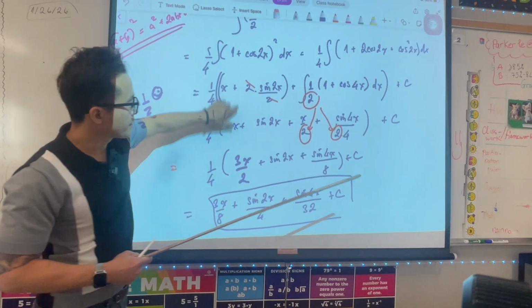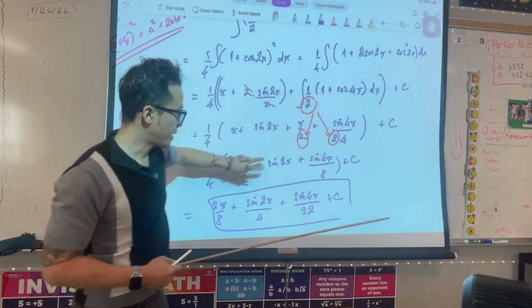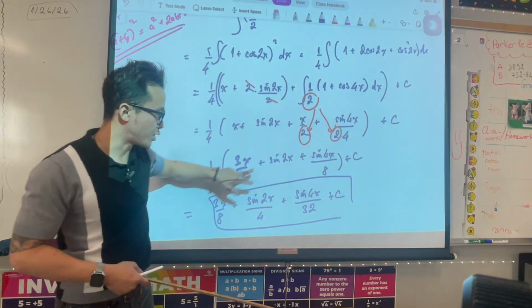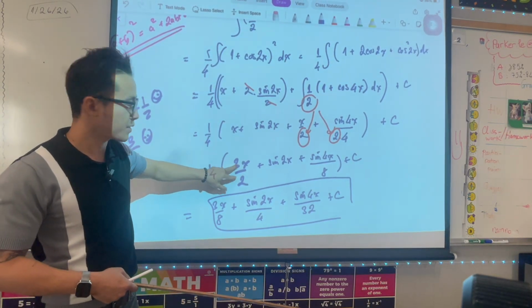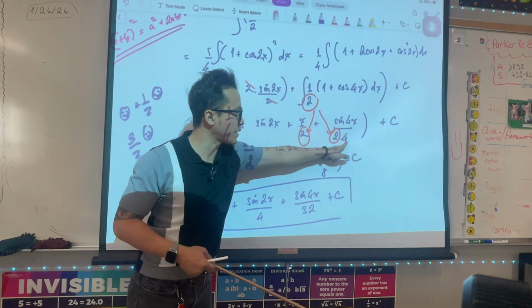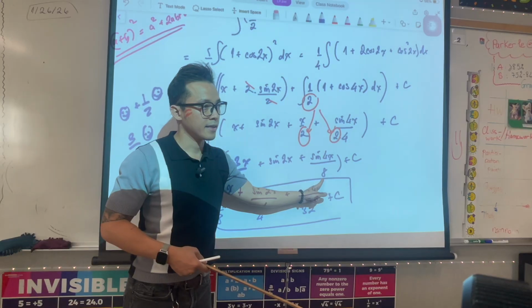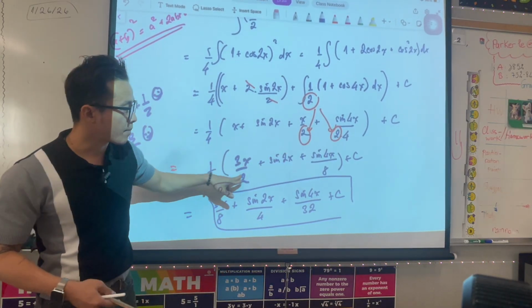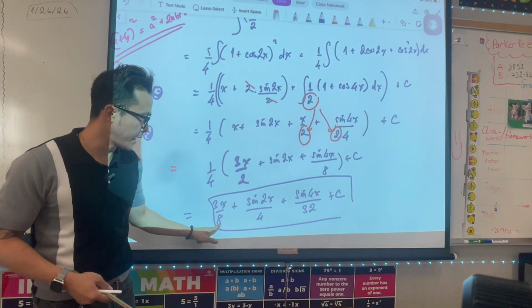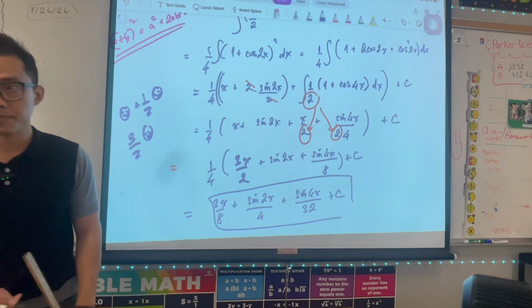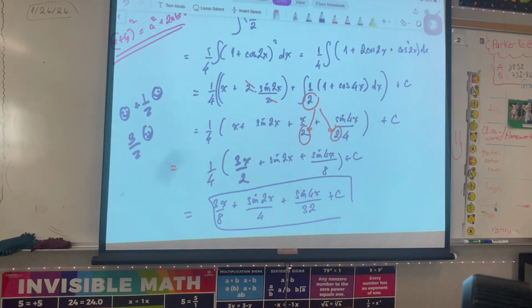From here, x and x over 2 is 3x over 2, right? You add them. 1 plus 1 half is 3 halves, right? So we have 3x over 2. This one I just copy. This one is 2 times 4, which is 8. And now I'm going to distribute 1 over 4 to everything. That means I multiply the bottom by 4. So 2 times 4 is 8, and 4 times 8 is 32. Yeah? We're almost done though.